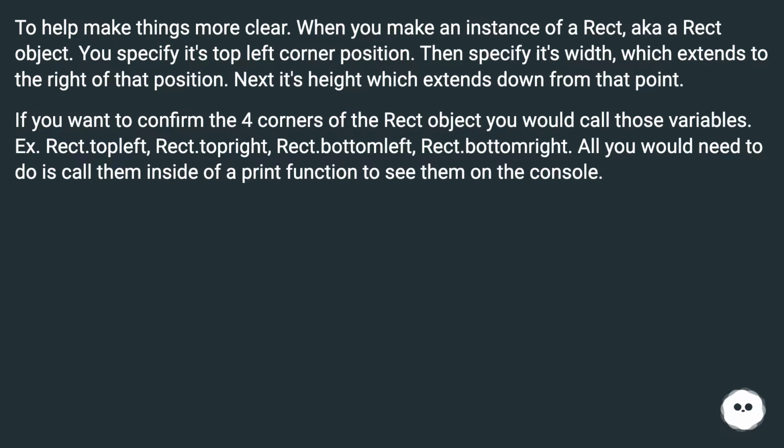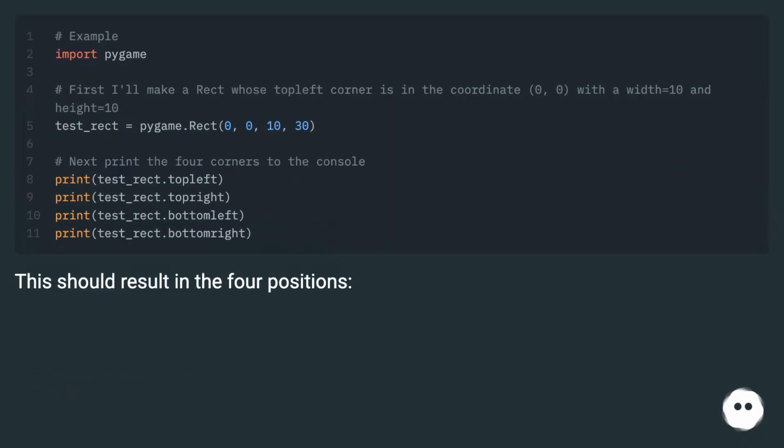If you want to confirm the four corners of the rect object, you would call those variables: rect.topleft, rect.topright, rect.bottomleft, rect.bottomright. All you would need to do is call them inside of a print function to see them on the console. This should result in the four positions.